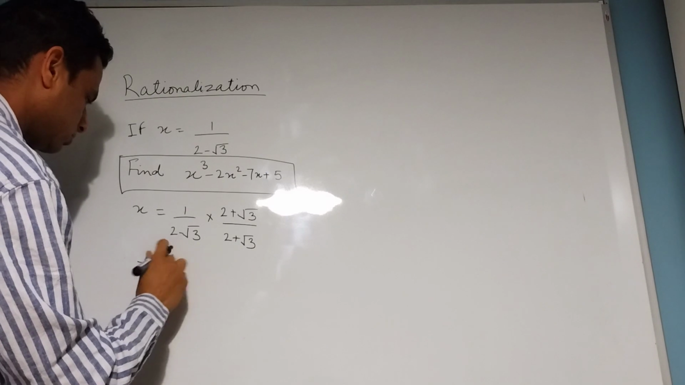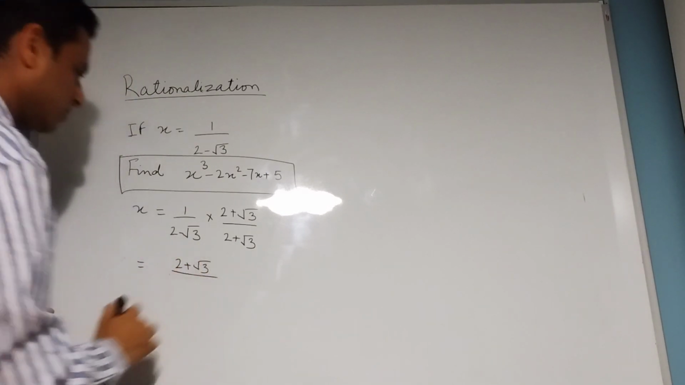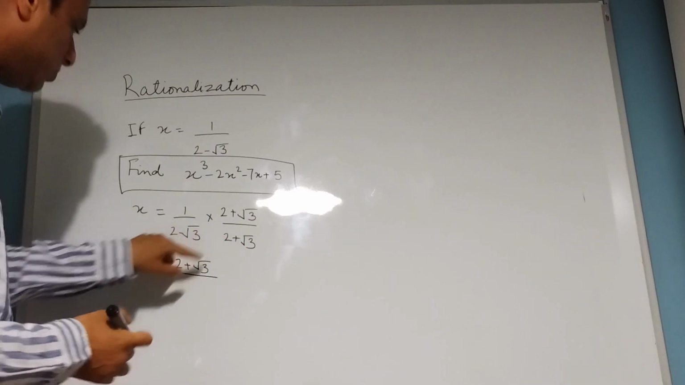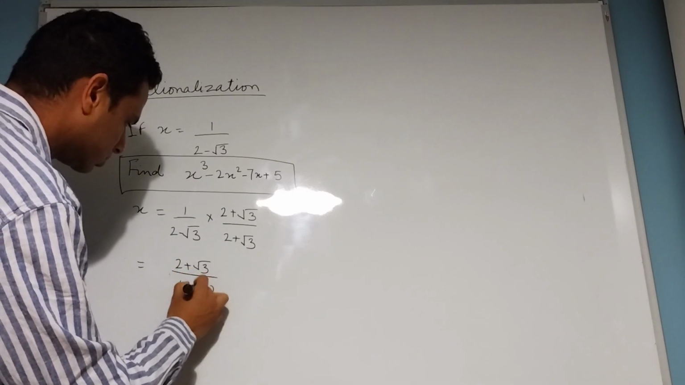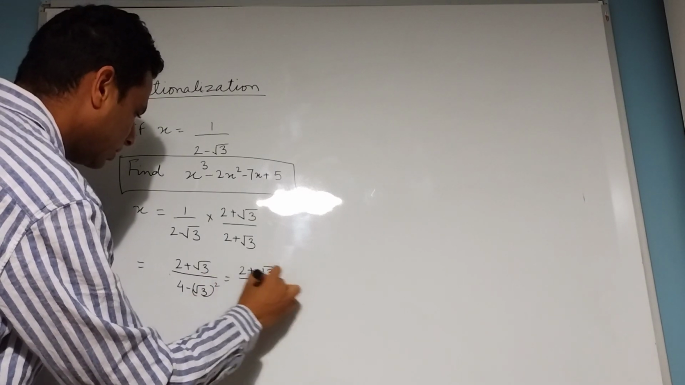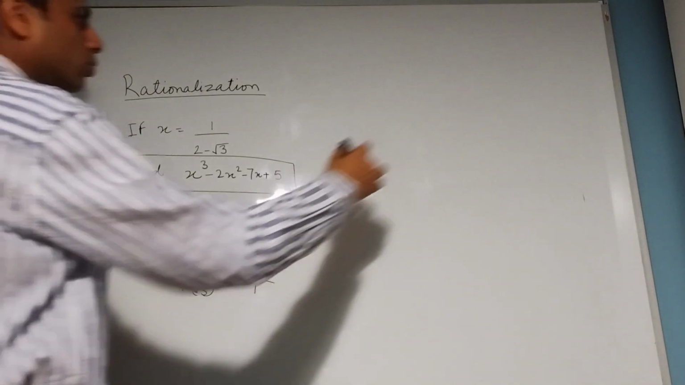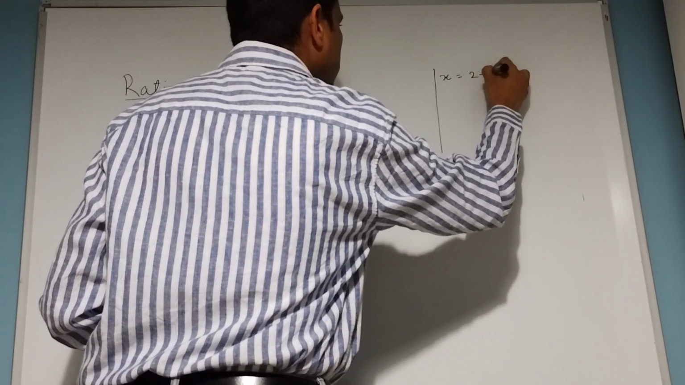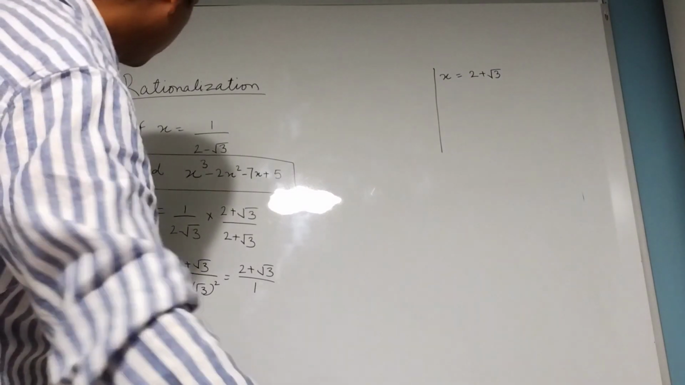This makes it 2 plus root 3 divided by a minus b times a plus b, which is a squared minus b squared, which is 4 minus root 3 squared, equals 2 plus root 3 by 1, or 2 plus root 3. So our x equals 2 plus root 3. So we found the value of x.